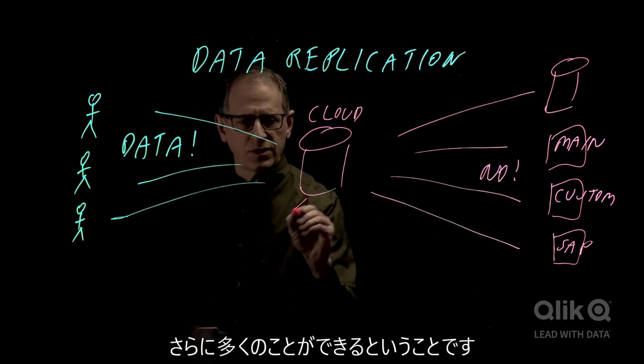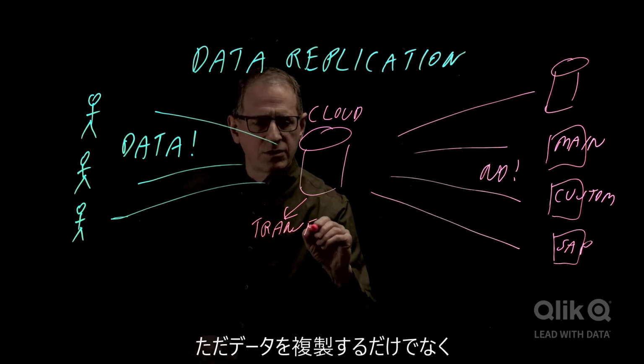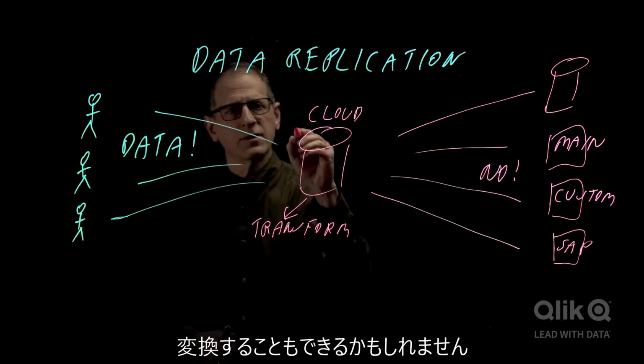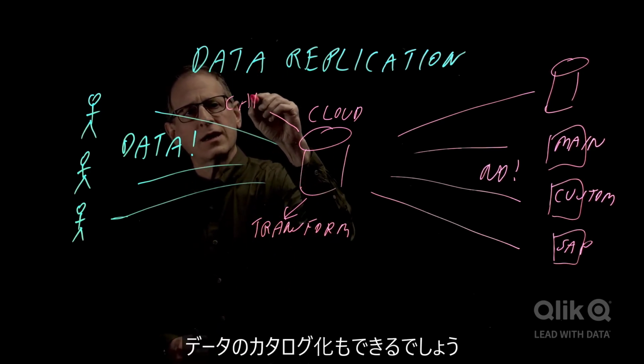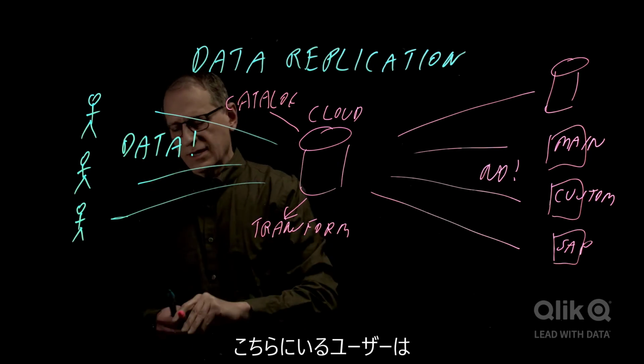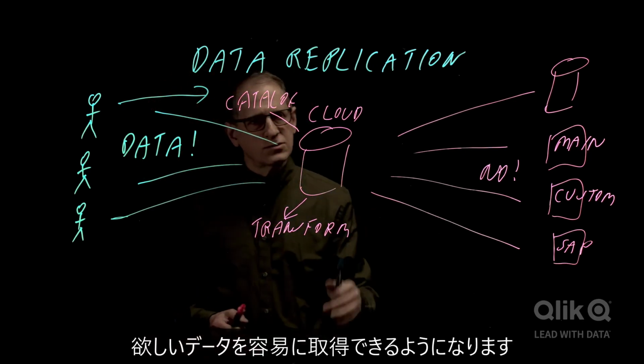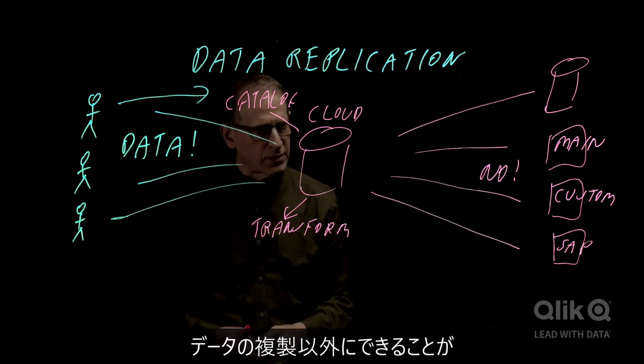The other thing to keep in mind is that once you have this cloud data warehouse here, you can do a lot more with it. You can maybe not just replicate, but maybe you can transform the data. Maybe you can do a catalog of data. So now these users over here can look at the catalog and make it very easy for them to pick the data they want. So there's a lot more that you can do with data replication.